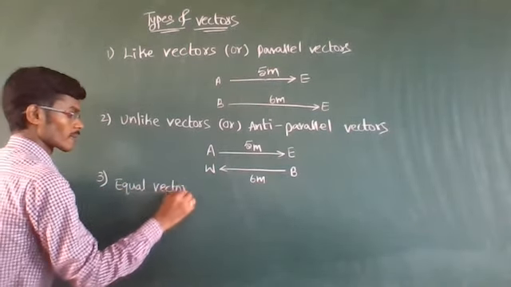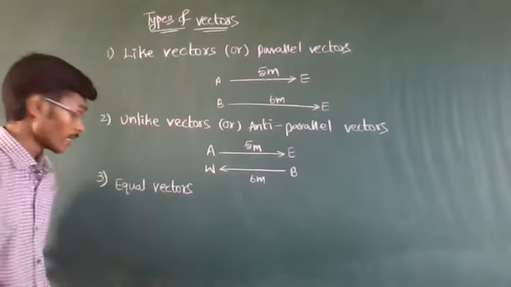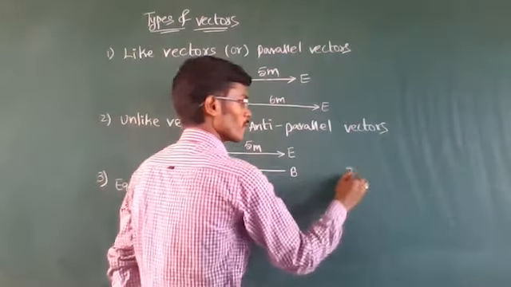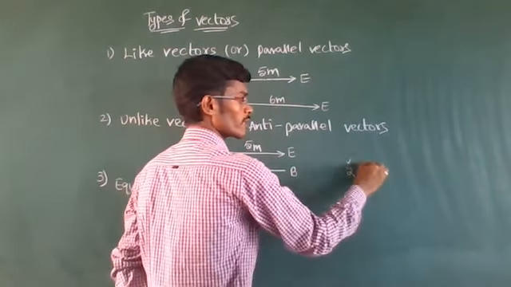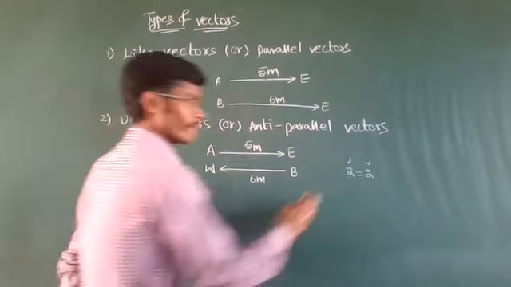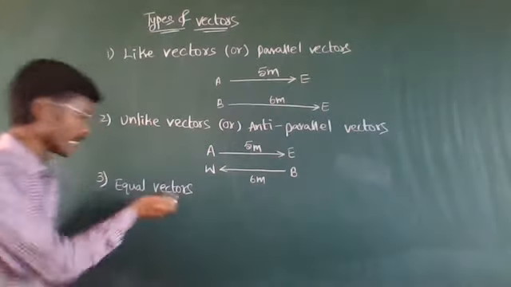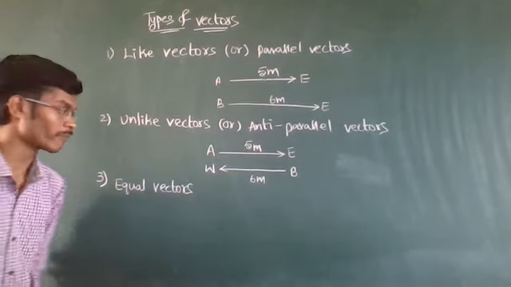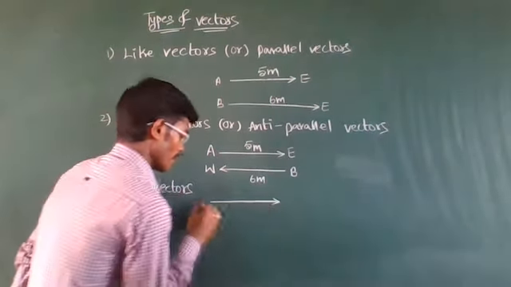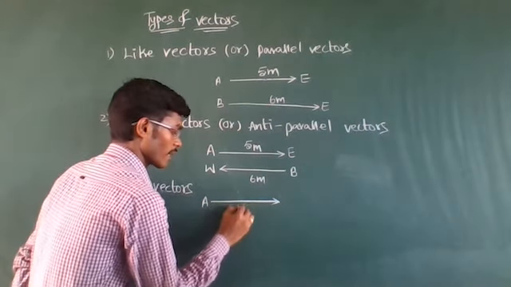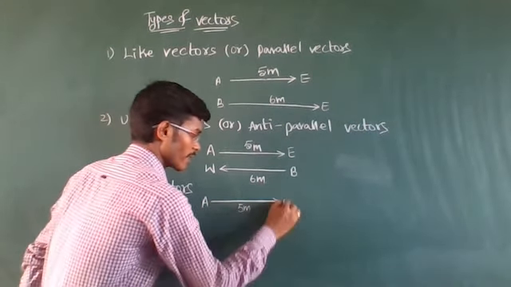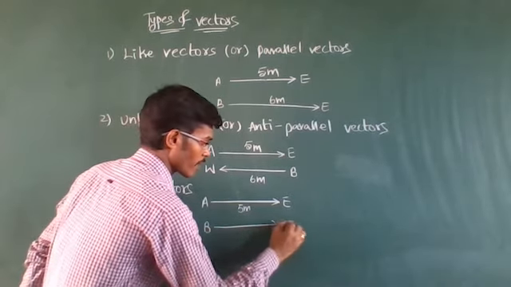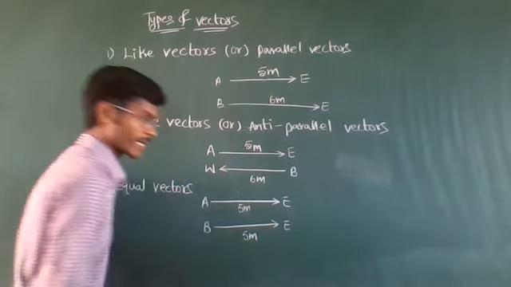Equal vectors. What are equal vectors? The name itself, equal. If you consider 2 is equal to 2, it means 2 is equal to 2 alone, right? The same way, consider equal vectors. Suppose there are two persons, A and B. Person A is running along the east direction, and he has covered 5 meters. Then another person B has also covered 5 meters along the east direction.